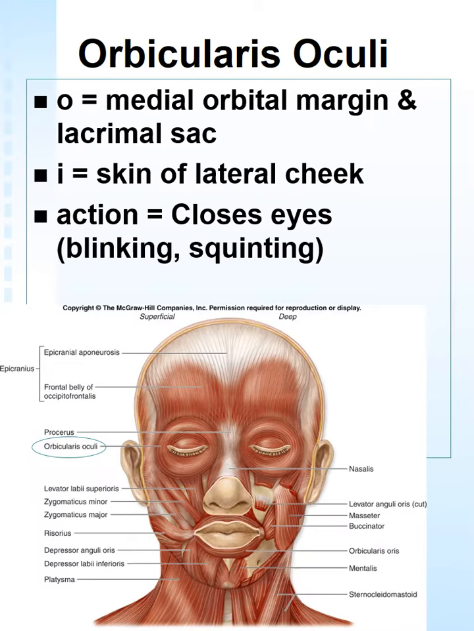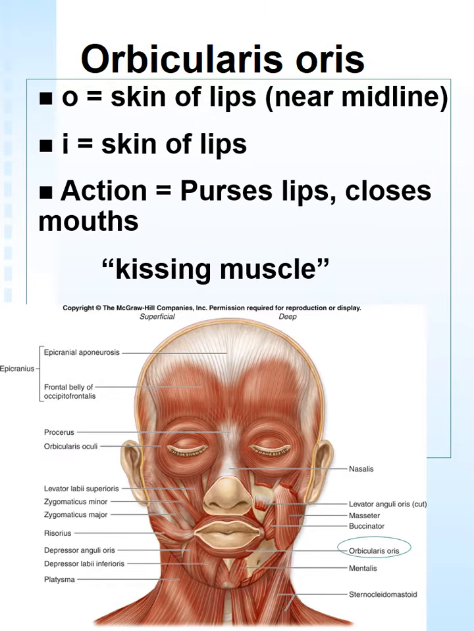The orbicularis oculi consists of circular muscle fibers that surround the orbit. When this muscle contracts, the eyelids close, as when you wink, blink, or squint. And so the origin is the medial orbital margin and the lacrimal sac, and it inserts into the lateral cheek skin.